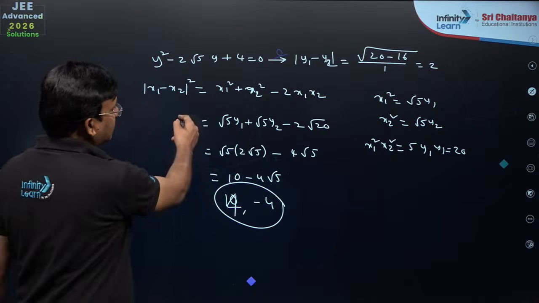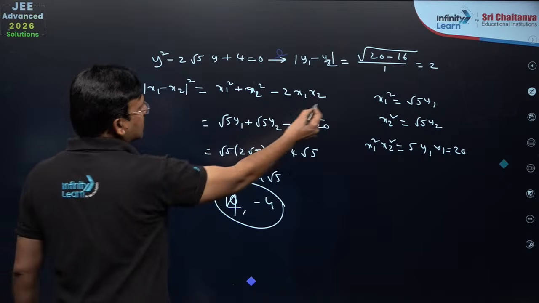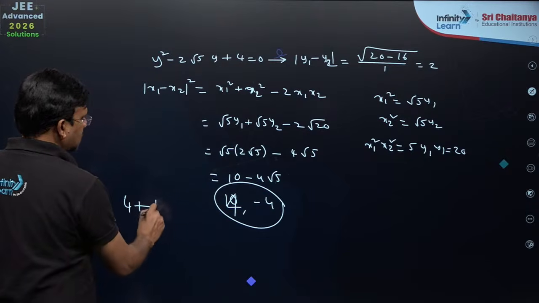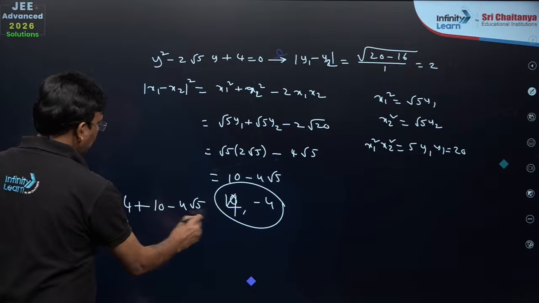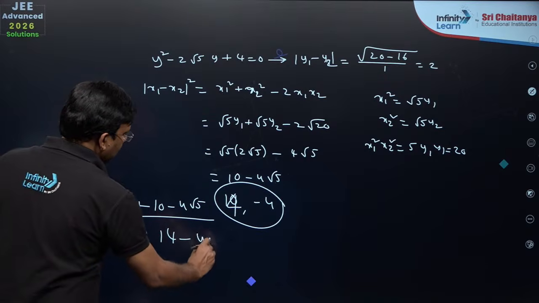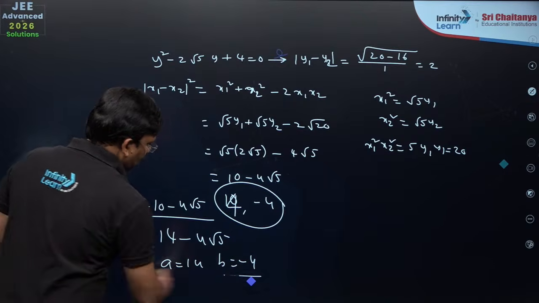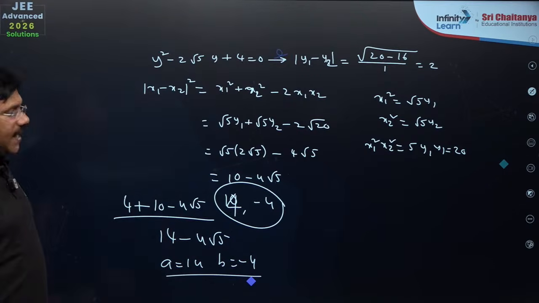So this is only x1 minus x2 whole square, right? Distance means y1 minus y2 whole square, 4 plus its square, 10 minus 4 root 5 will give you 14 minus 4 root 5. So A is 14, B is minus 4, A minus B will become 18.